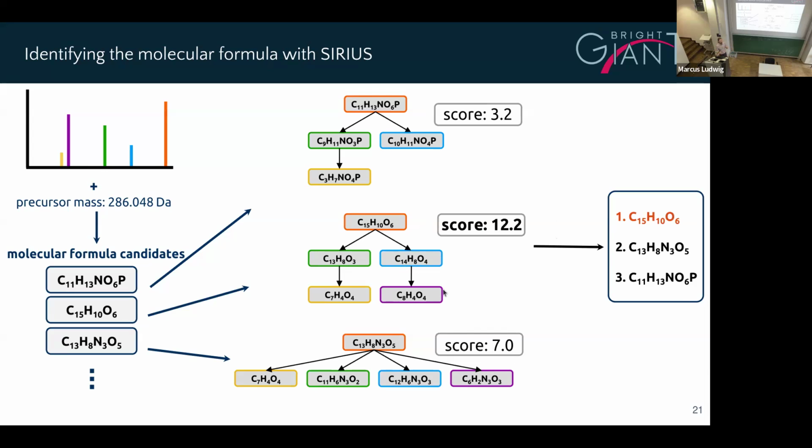maybe even more importantly, we now have this fragmentation tree as a structured representation of the spectrum. This is super important for the subsequent machine learning steps, because all of the structure annotation steps are based on machine learning. And you can say machine learning is very bad at seeing structures in a list of numbers. I mean, spectra are just that, a list of numbers with measurement errors.